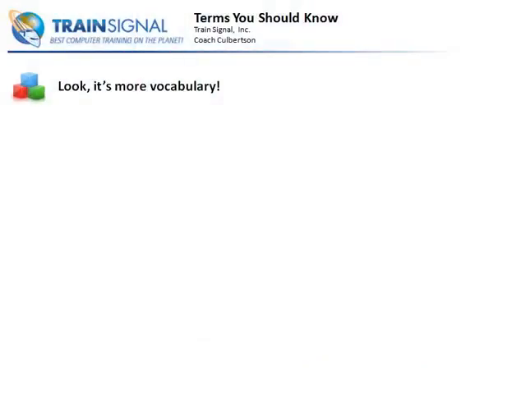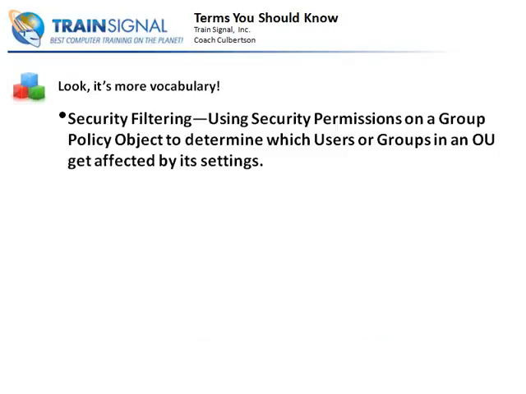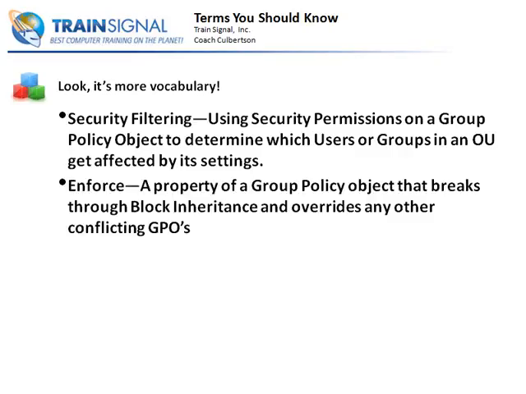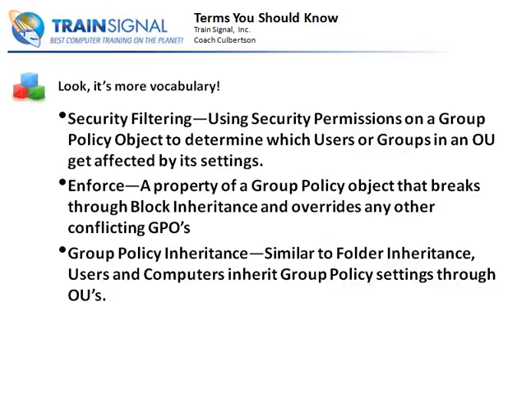All right, so let's go ahead and wrap up. Let's start off with a little bit of vocabulary. First of all, remember that security filtering is using security permissions on a group policy object to determine which users or groups, and we specified groups in this round, in an organizational unit get affected by a particular group policy set of settings. The ability to enforce is the property of a group policy object that breaks through block inheritance and overrides any other conflicting GPOs.